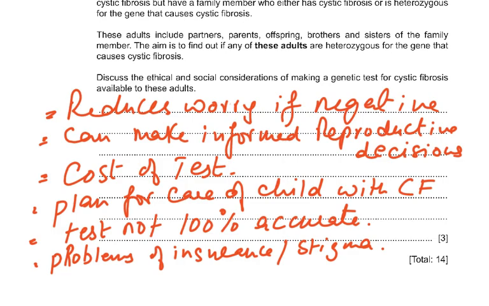So you can see reduces worry if negative, can make informed reproductive decisions. Cost of the test could be too much. Plan for the care of the child with cystic fibrosis, test not 100% accurate, problems of insurance and stigma. You see, social and ethical, whenever these questions are asked, the cost of the test, and then of course the ambiguity about it. Is it really a 100% okay test, or is it sort of not 100% accurate? That of course is a very major social and ethical consideration.